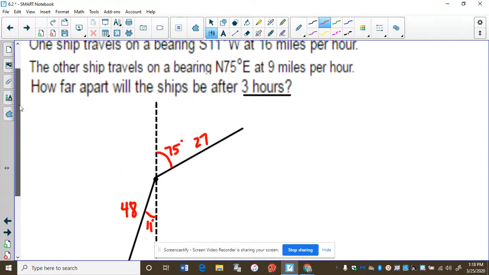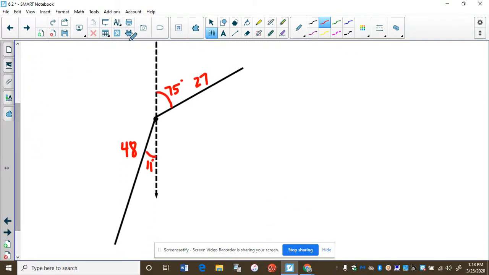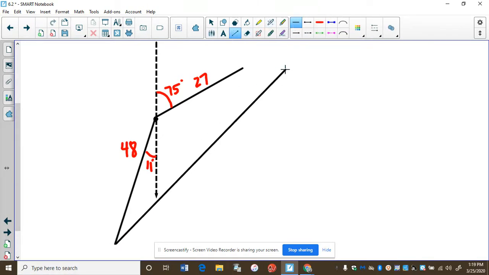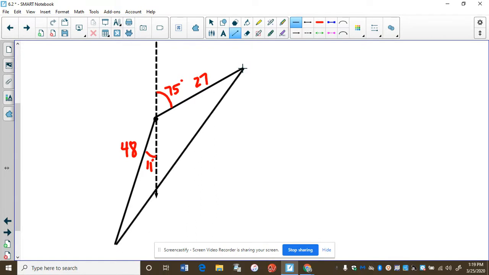Question is, how far apart will the ships be after 3 hours? So they want to know, here's one ship right here, here's the other ship right there, and what is this distance, right? If we wanted to accurately label this with a variable, you know what I'm going to call this? Any guesses? I'm going to call this P. Why am I calling it P? Because this is the port, right? This can be ship B, and this can be ship A. That was the first one that we labeled.